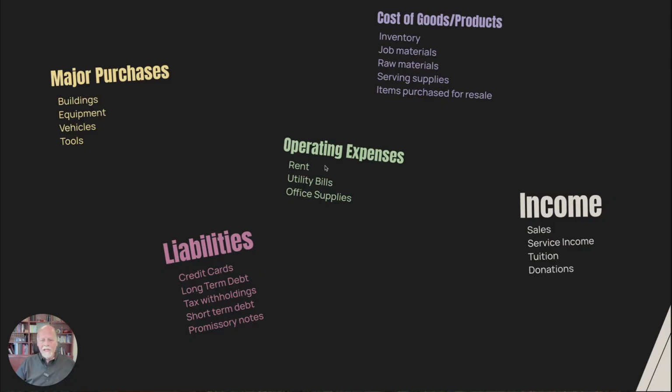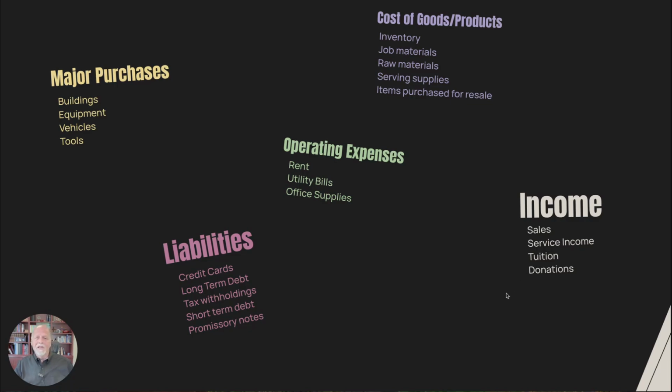You have operating expenses such as rent, utility bills, office supplies. You have your costs of goods or products that you're using to make money for your business. That might be your inventory, job materials, raw materials, serving supplies, cups, plates, napkins if you're a restaurant, or items that you purchased for resale if you're running a retail organization. And then you have your income, the best part. How much did you bring in through sales? How much did you bring in through service income, tuition, donation?